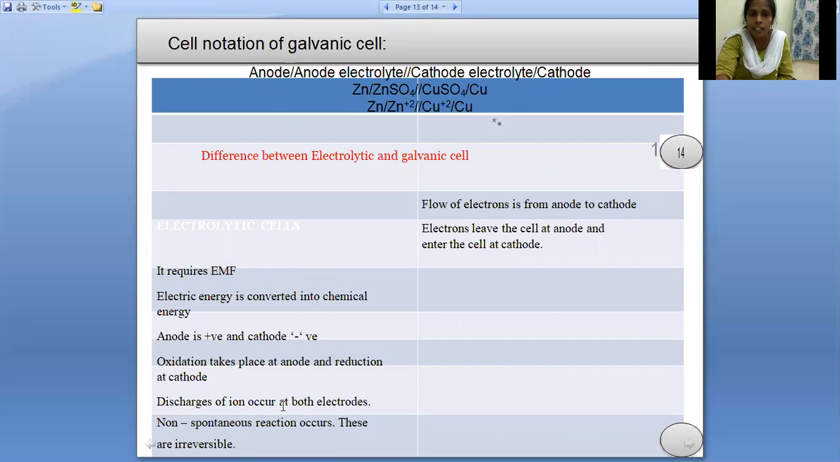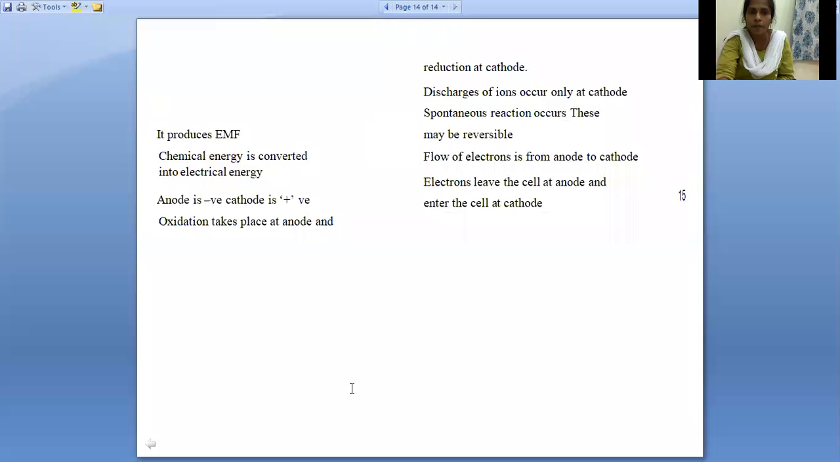Discharge of ions occurs at both electrodes in the electrolytic cell. Ions move from the electrolyte to the electrode, so both electrodes participate in the reaction. But here, discharge of ions occurs only at the cathode, not at the anode. At the anode, electrons are simply lost, whereas at the cathode the Cu²⁺ ions are involved. So only at the cathode are ions involved.